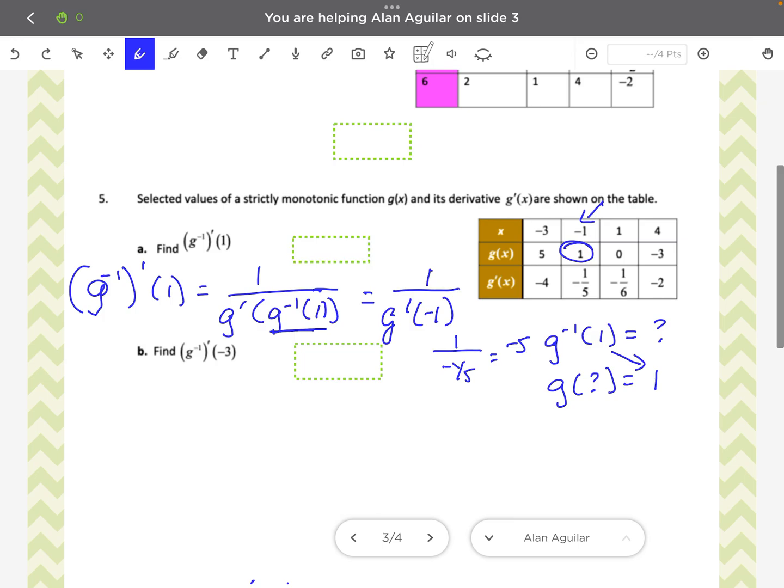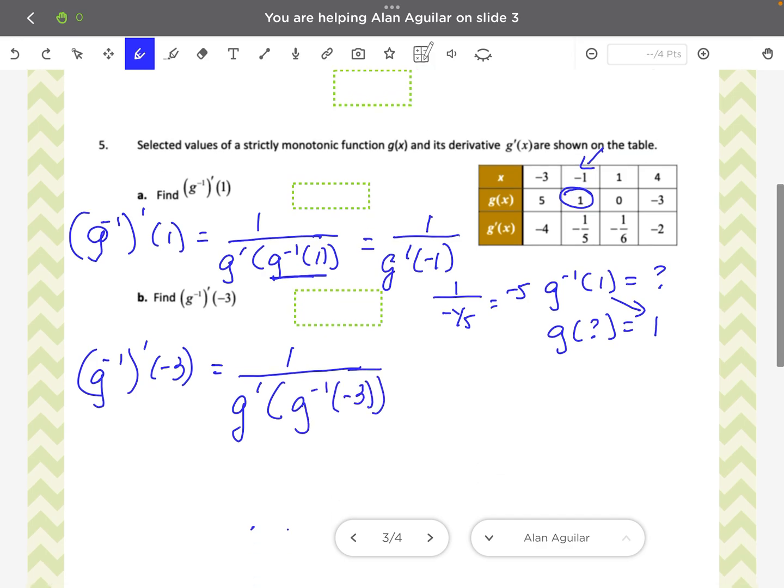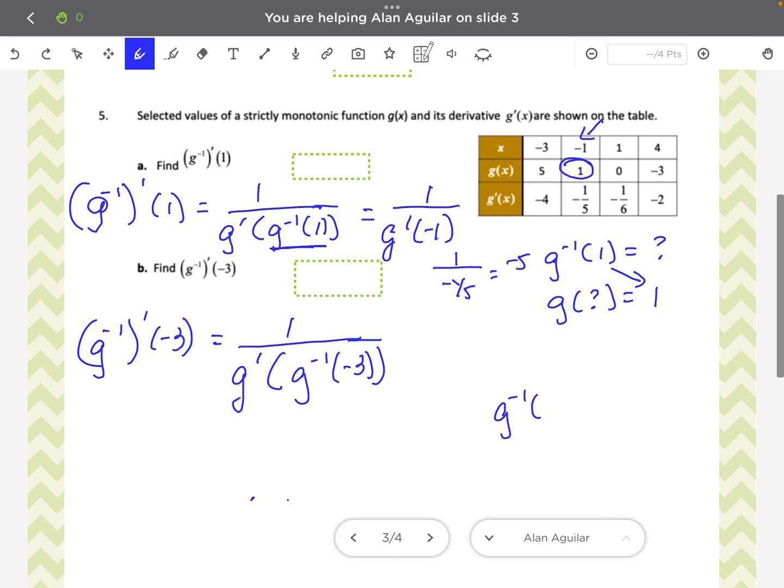Okay, so let's try the same one with the second one. So the derivative of the inverse at -3 is 1 over, remember, you only need the derivative of the original, so it's going to be g prime of the inverse evaluated at -3. So again, let me write it like this. If this is your inverse, I need to find what -3 is, but I know on g that -3 is the y-coordinate. So if I could figure that question mark out, that would give me what I'm looking for.